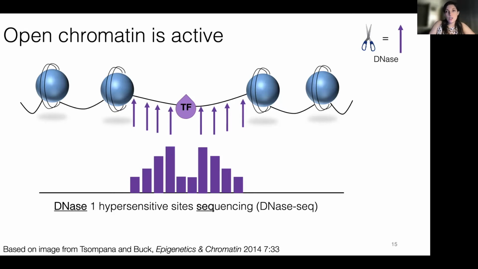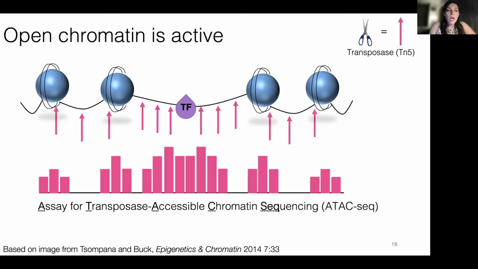And this is just an illustration, sort of quantifying what a DNase peak would look like from DNA sequencing. Another similar assay is ATAC-seq. This stands for Assay for Transposase Accessible Chromatin Sequencing. And so rather than using DNase, the enzyme is transposase, Tn5.